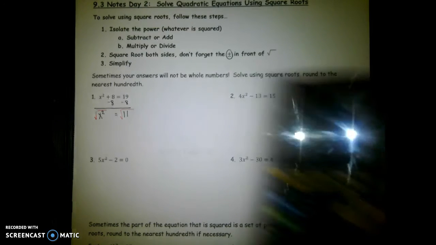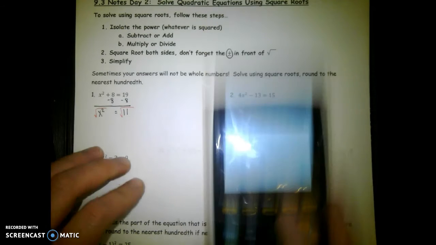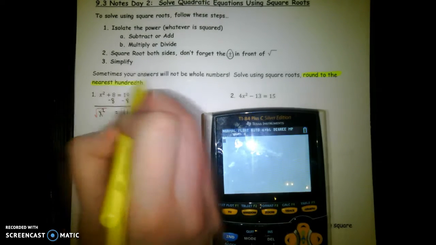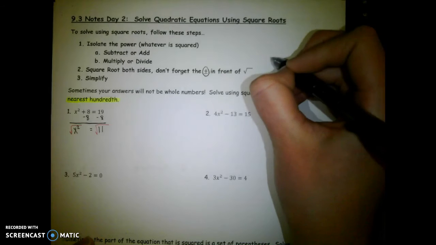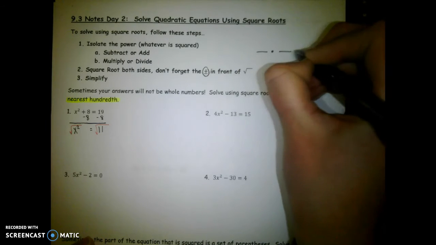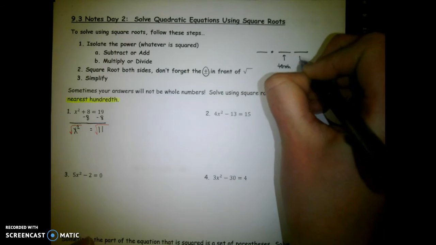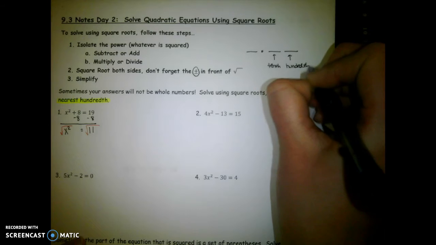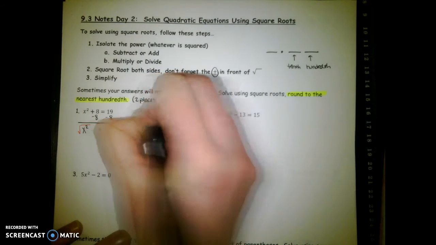Now, if we look at our chart, 11 is not on our chart. So when we do the square root of 11, we are going to use our calculators to help us. And notice in the directions, it says round to the nearest hundredth. Hundredth means 2 places after the decimal. So if we have decimals, this is the 10th, and this one is the 100th. So we need to round to 2 places after the decimal.